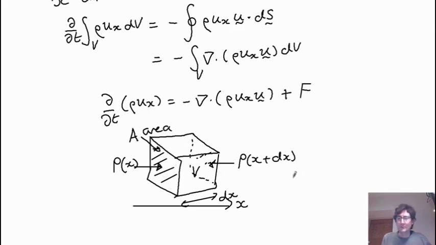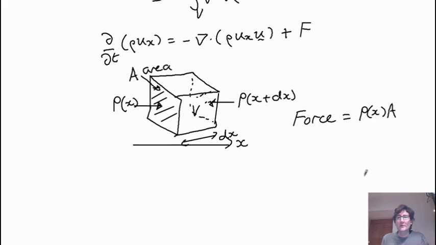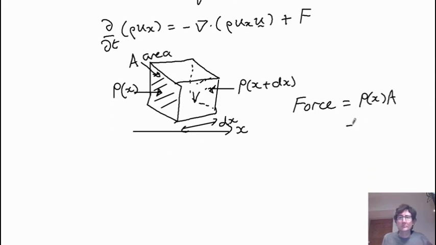So the net force, so the force here is just the pressure on one side minus the pressure on the other side. So here we have P at x times the area, minus P at x plus dx times the area. So that's the net force on this volume of fluid.